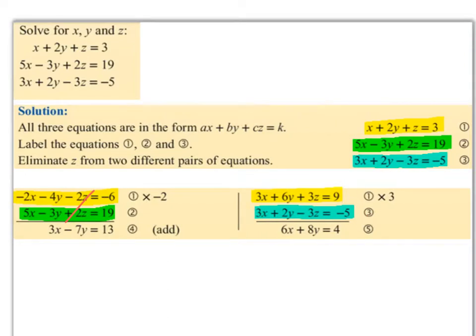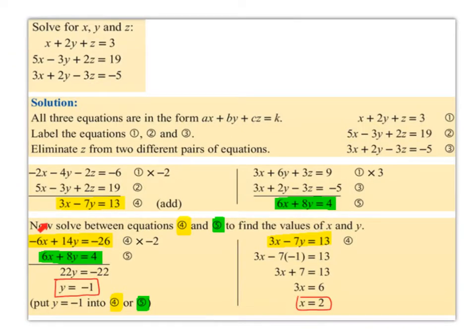Now we see that the z's will match up, so we can cancel them out. So 3z minus 3z is 0. So 3x plus 3x is 6x. 6y plus 2y is 8y, then we have equals, and 9 take away 5 is 4. So we can now call this equation 5, or we could call it equation E.